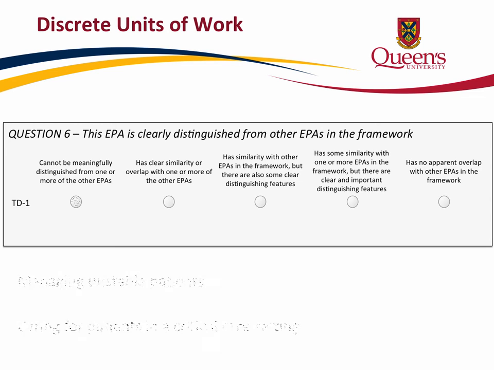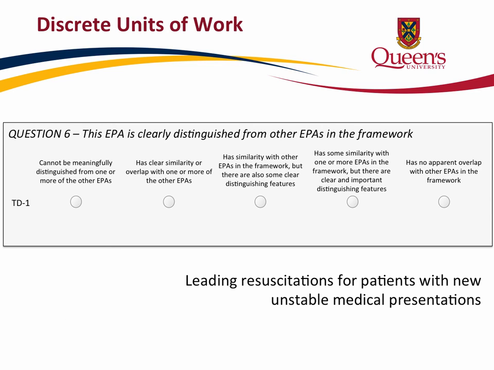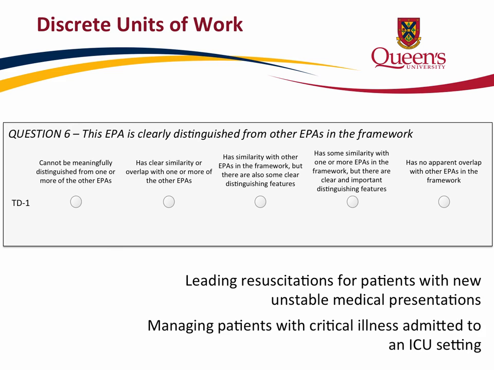In contrast, these EPAs, although they have similarity, also have important distinguishing features. The first EPA describes the initial resuscitative care for unstable patients. This would focus on things like advanced life support. The second EPA describes the management of patients that have already been admitted to the ICU for ongoing treatment. With similarity, but clear and important distinguishing features, this would be scored here.